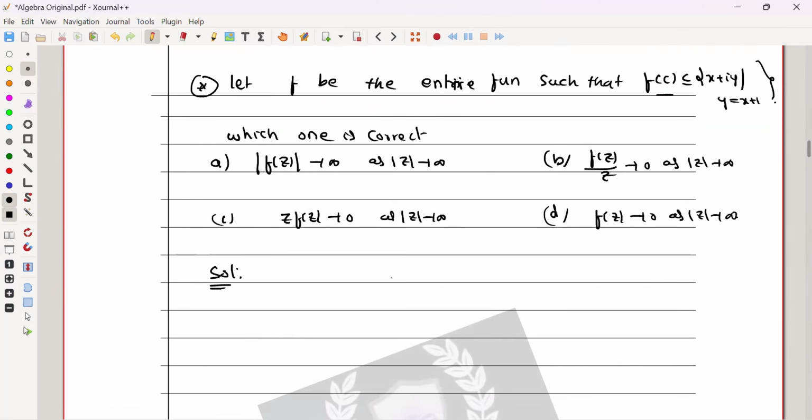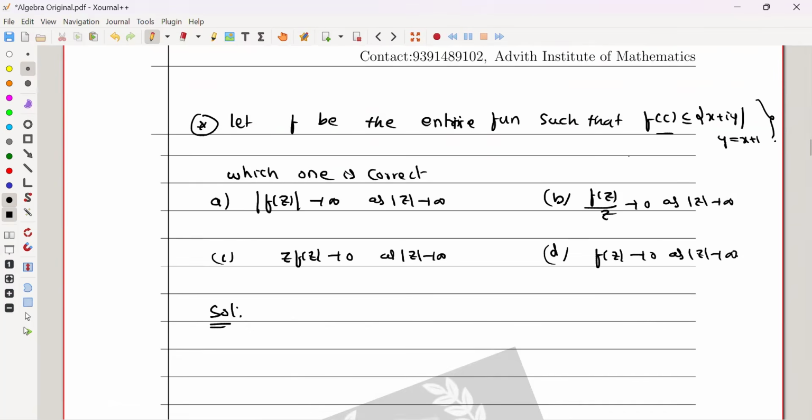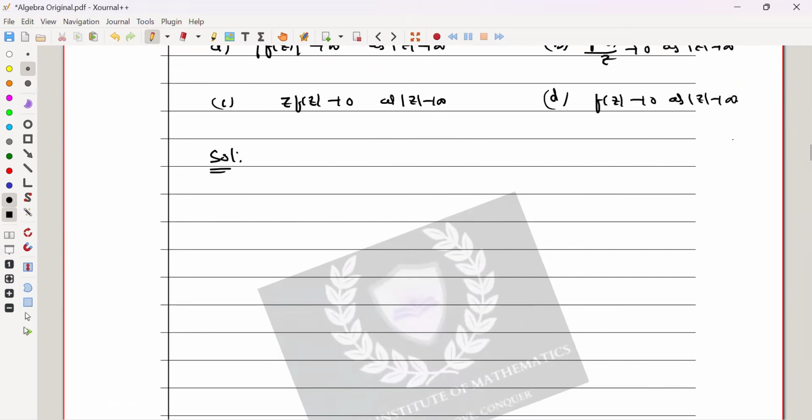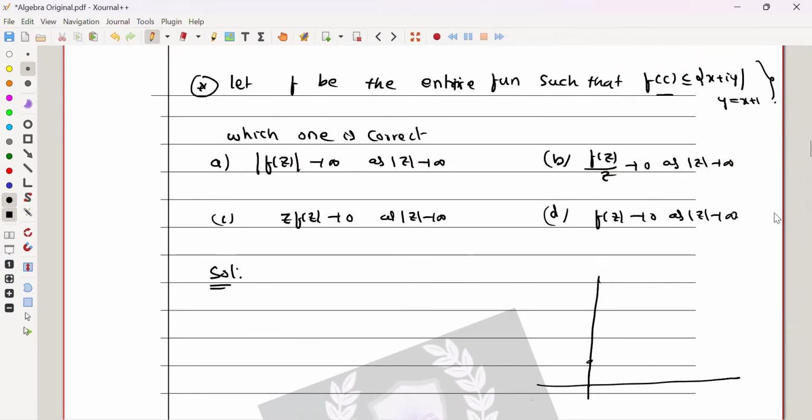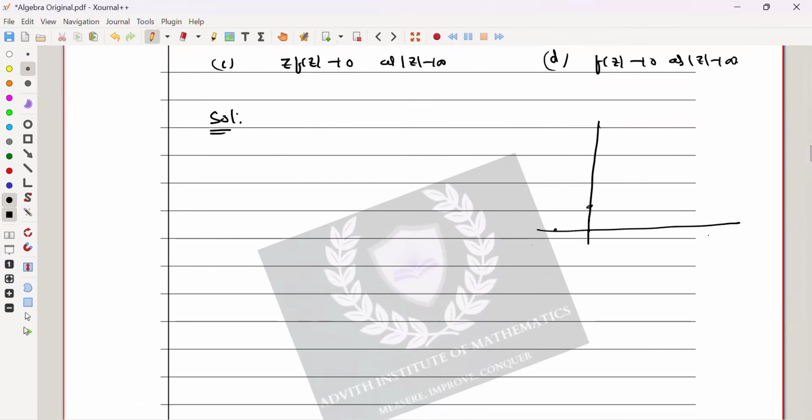So that entire function has its image entirely contained in x plus iy such that y is equal to x plus 1, and the image is a line. With x comma y and y equal to x plus 1, so x equal to 0, y is equal to 1. So x equal to minus 1, y is equal to 0. So the image is a line. That means that the entire function excludes all these other values, right?